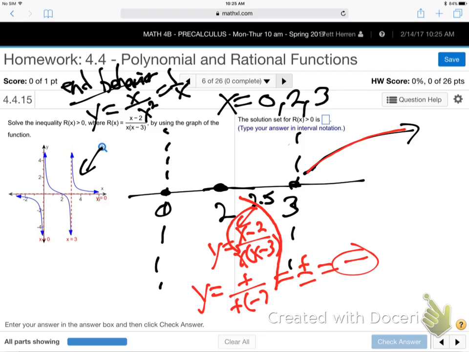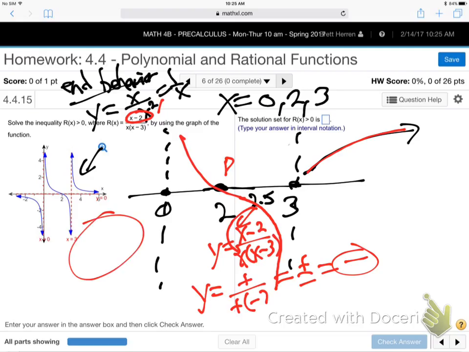Now, I could do the test at 2 to find out whether 2 is a bouncer or a pass-through, because that is a 0. So look at 2. Look back at the equation. X minus 2. What's the power on that piece? First power, odd. So what does that mean? He's a pass-through. He's going to pass through. So that tells me that.